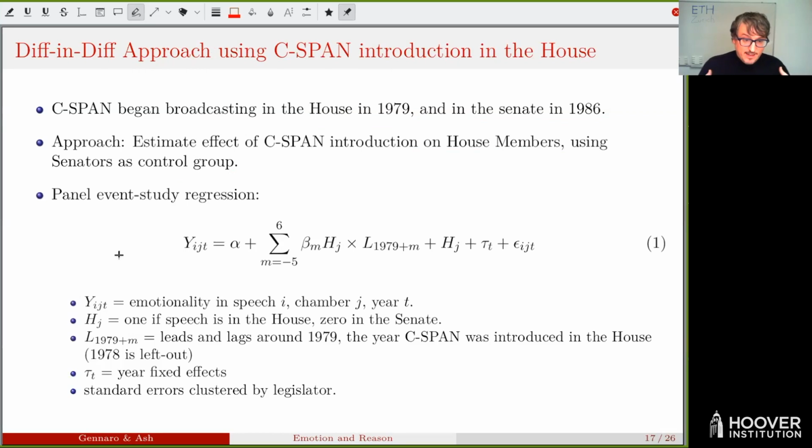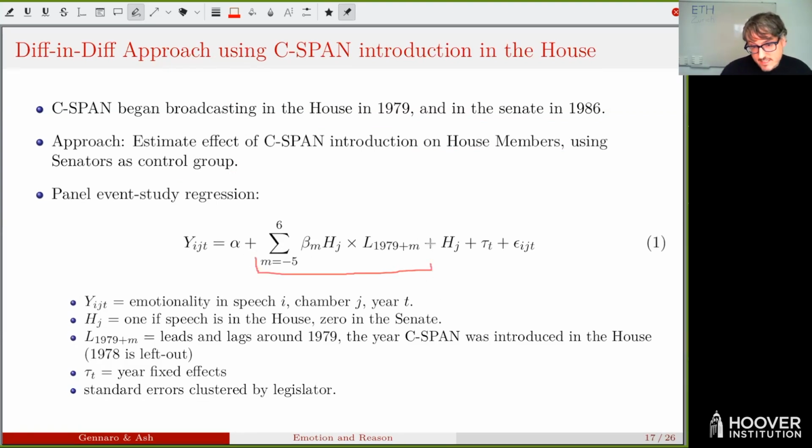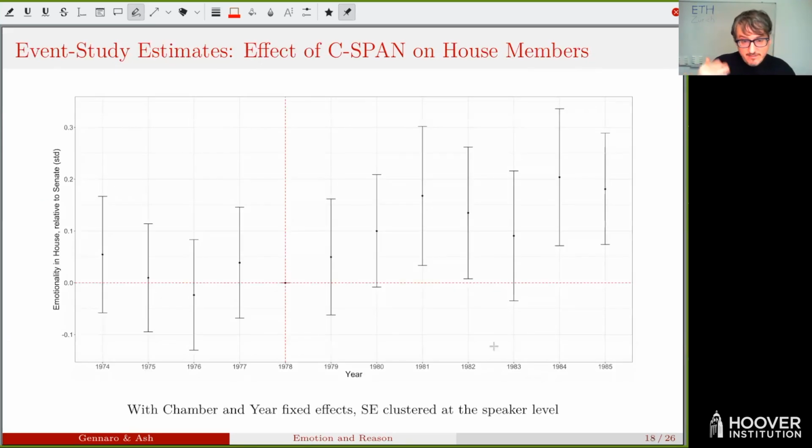Our estimation strategy is really straightforward here. We just estimate the leads and lags of the introduction of C-SPAN using a fixed effect for the House relative to the Senate, and year fixed effects, and standard errors clustered by legislator. We need parallel trends as our identification assumption here. Practically, what this means is that there wasn't anything else happening in 1979 in the House that would have dramatically changed the emotionality of speeches. If you know some congressional historians, or you can think of something, I'd be really curious to hear about that. This is what the result looks like, the event study estimates.